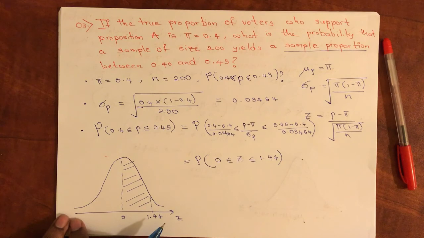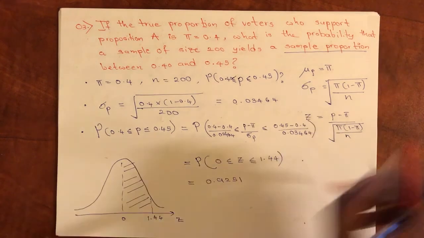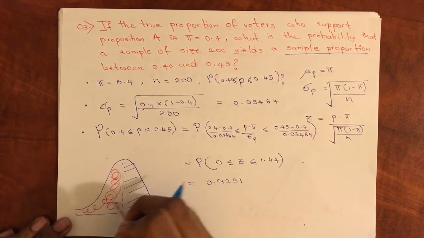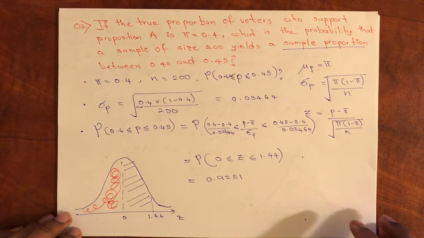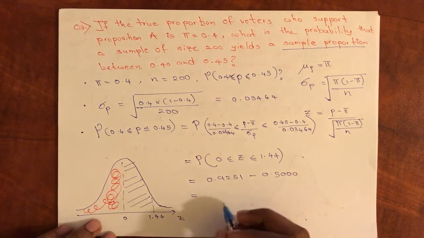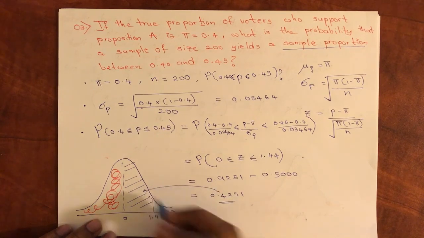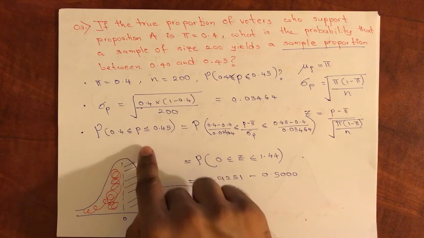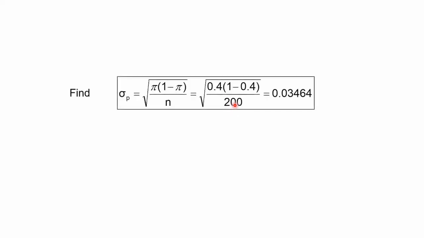So from the left-hand side up to 1.44, the value is 0.9251, but we don't need this area. We don't require this area, since this is symmetrical. Since we are talking about standardized normal distributions, this area is 0.5, right? So when you deduct that, you get 0.4251. So 0.4251 is the area under the curve over here, or in other words, the probability that the sample proportion lies between 0.4 and 0.45. Right, so in the solution, first you have to figure out what the standard deviation of your sample proportion is. That's what we did first.